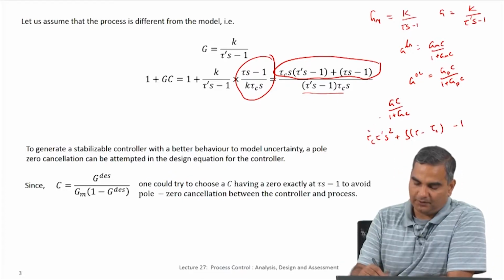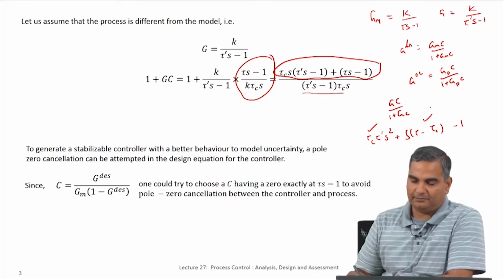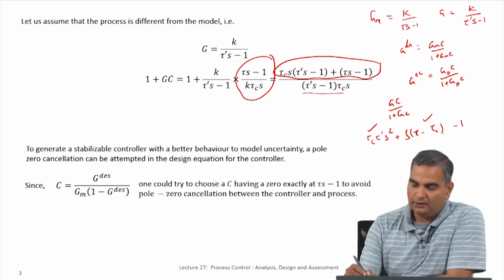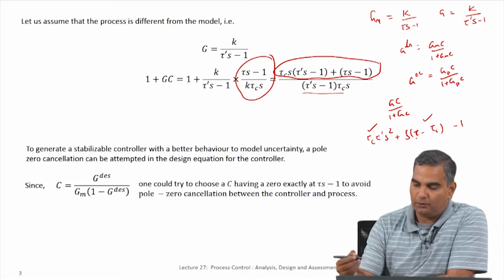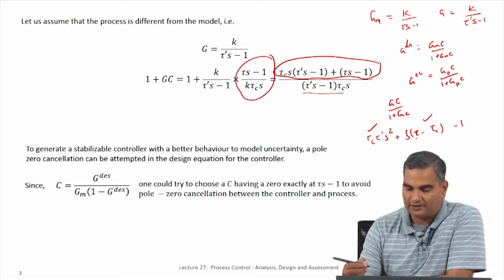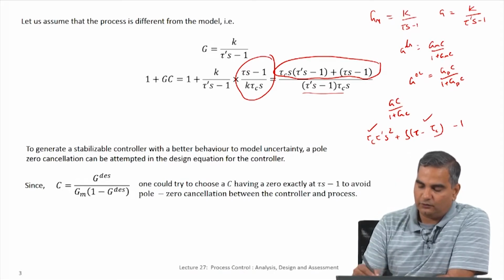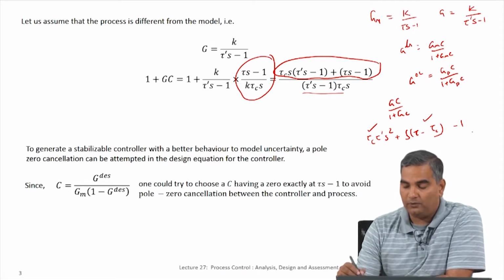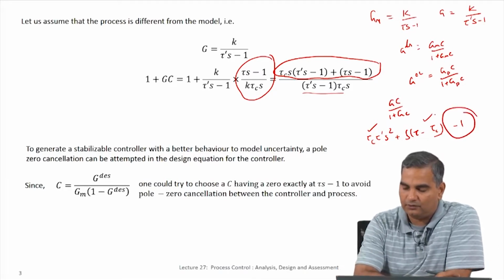Now, this is a positive number. This will also be a positive number because tau and tau c are in my hand, because tau is the model tau. As long as I choose a tau c which is smaller than tau, which is what I would want anyway because the closed loop has to be faster, so the closed loop time constant has to be smaller than tau. But whatever I do, I cannot get rid of this negative number. So, this will be negative.